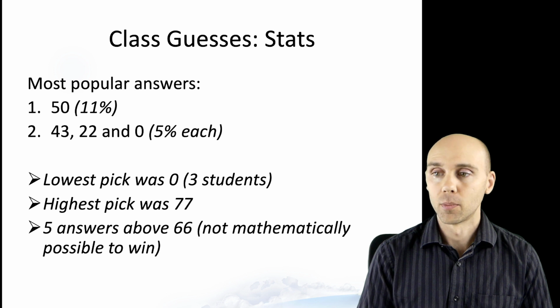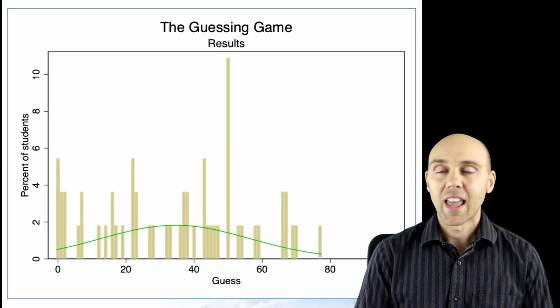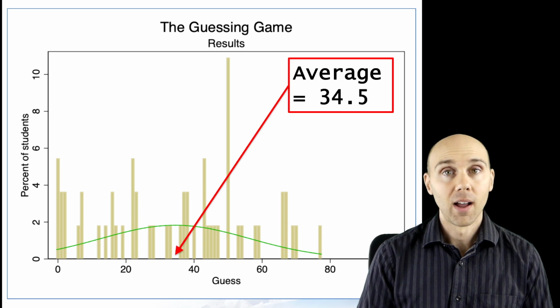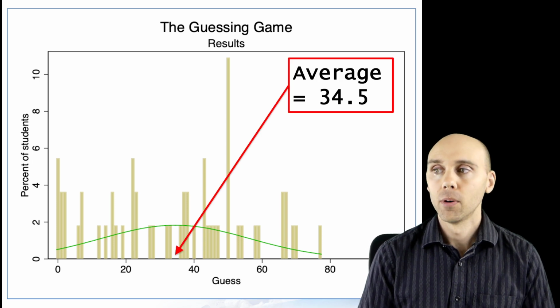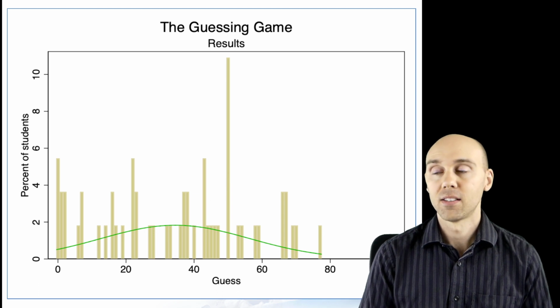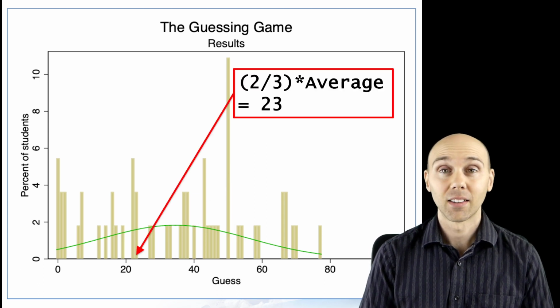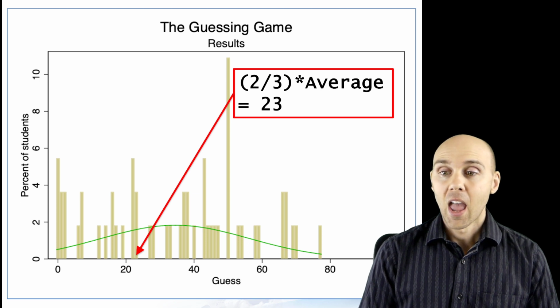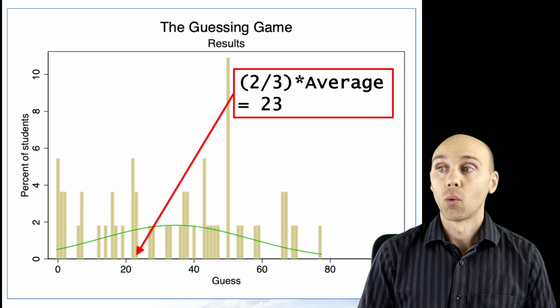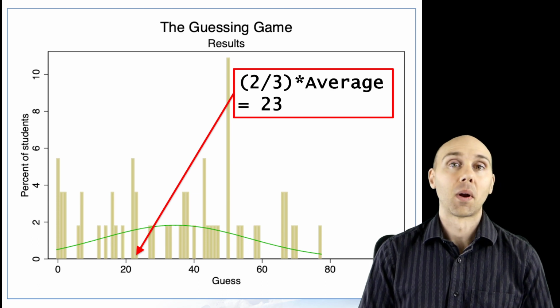So this was the distribution. What's the average there? Well, it was 34.5. That was the average guess put forward. Of course, what we really want to know is what 2/3 of that is. 2/3 is exactly 23. And while a number of students chose 22, there was only one student who chose 23.